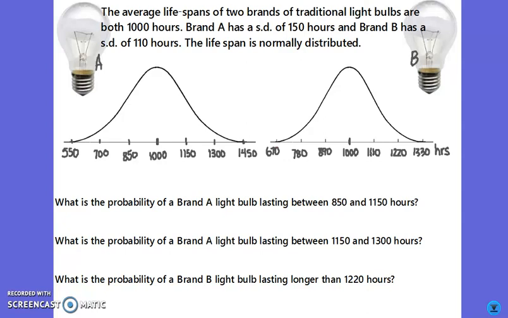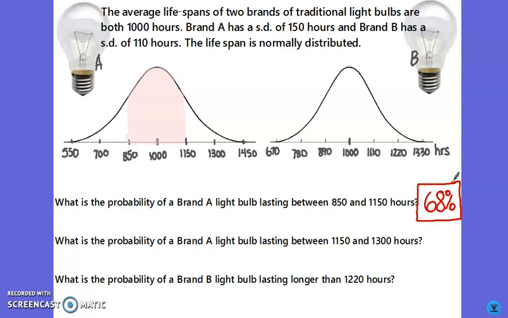Here's a great question. What is the probability of a brand A light bulb lasting between 850 and 1150 hours? 850 and 1150. Remember that the probability is represented by the area under the curve. The entire curve being a probability of 100%. What percent lies between 850 and 1150? That was the empirical rule on the last page. We know that it's going to be 68% of the light bulbs will last between that many hours.